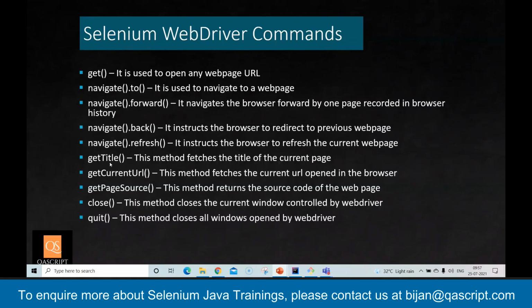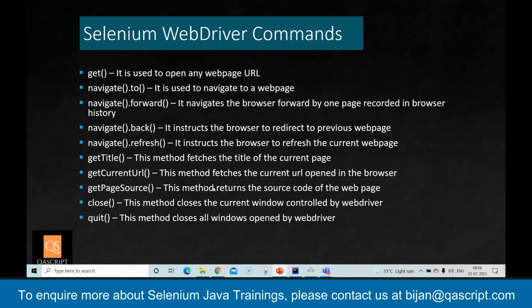Then some useful methods to perform validations on your web page, like get title. If you want to fetch the title of the current page and validate whether it matches the expected title, go for the get title method. Get current URL fetches the current URL of the web page. If you want to verify that you have reached the expected page, you can use get current URL, which returns the URL, and then validate it against the expected URL.